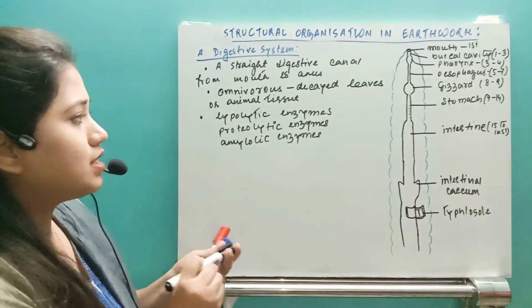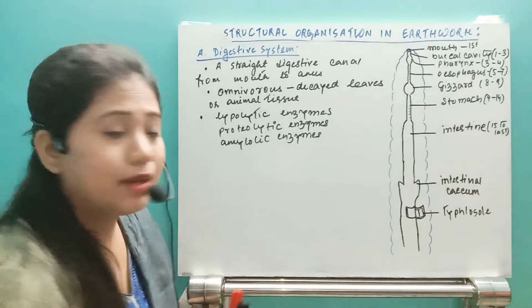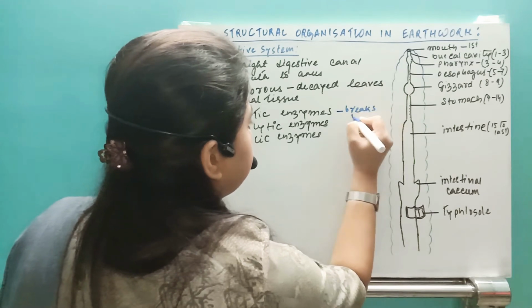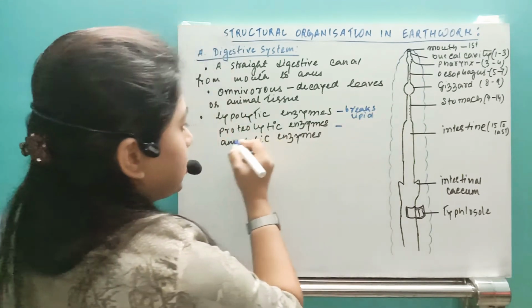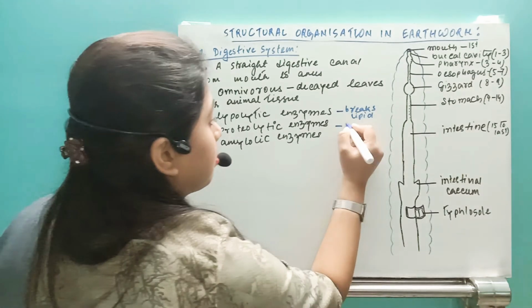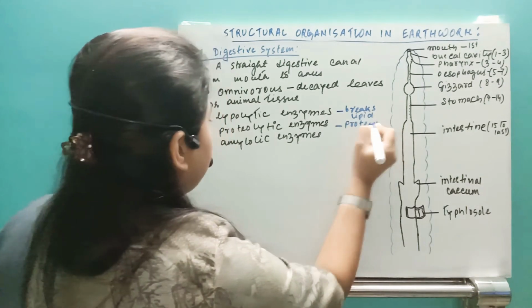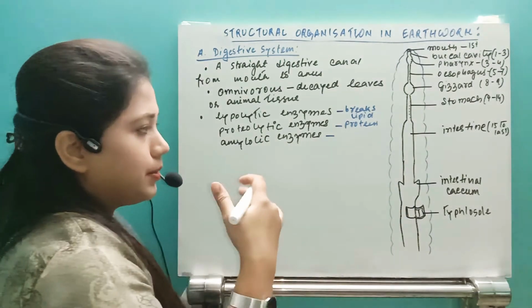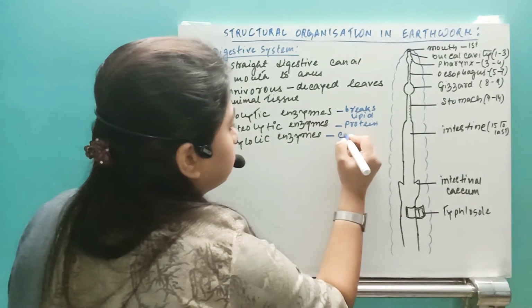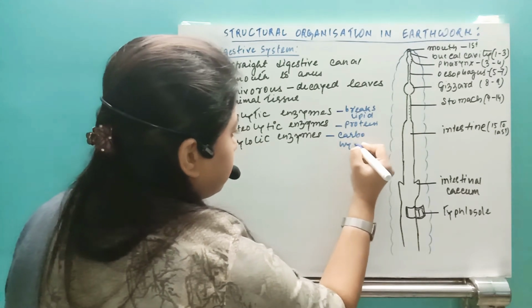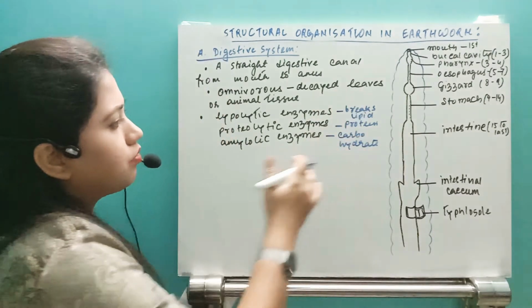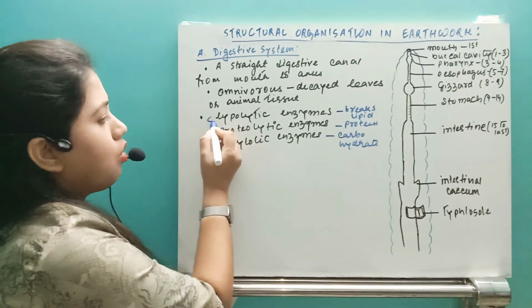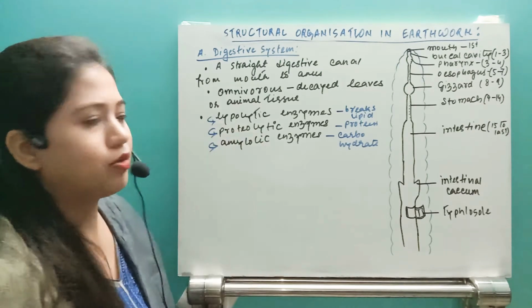So the lipolytic enzyme breaks the lipid. Next one, proteolytic enzyme breaks the protein. Next one, the amylolytic enzyme is going to break basically starch, or we can say carbohydrate. So this type of food can be broken down by the lipolytic, proteolytic or amylolytic enzymes.